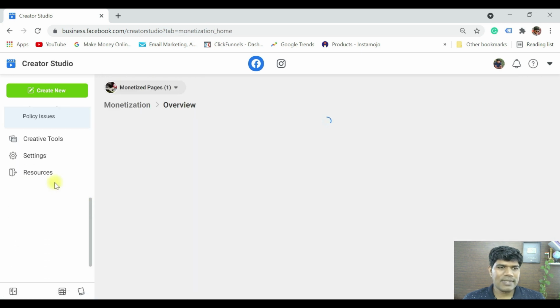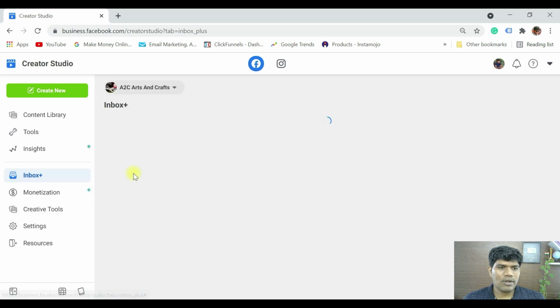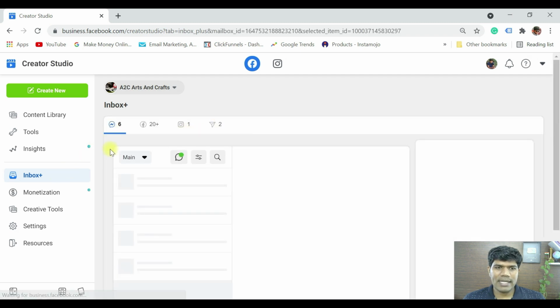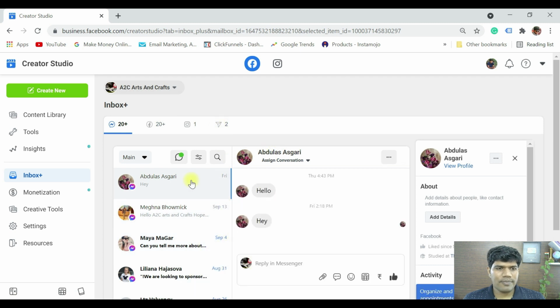And the last one that I'm going to touch here is the monetization section. Before going to the monetization section, let me click on inbox. You can see all the comments coming to your inbox by clicking on this section. You'll be able to see all the messages that are coming in.